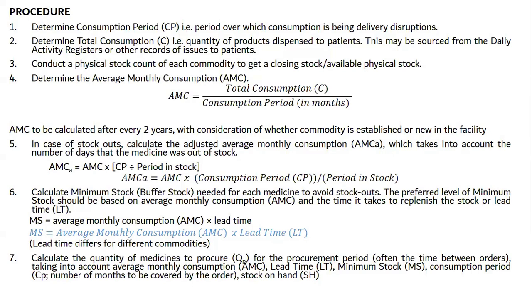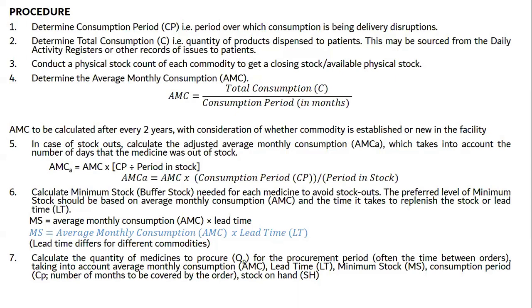So once you have the AMC, in this case, we advise using 2 years, with consideration of whether the commodity is established or new in the facility. Once you have the AMC and you have a stock out, or you need to place your order, it makes everything easier. What you do is take the AMC times the period in stock. So if you want to order for 6 months, for 3 months, or if you are loaded, you want to order 3 years in one go, it makes everything very easy.